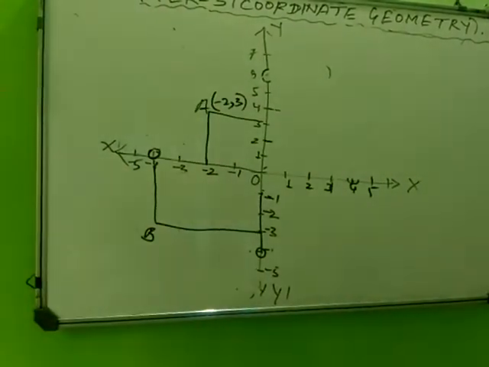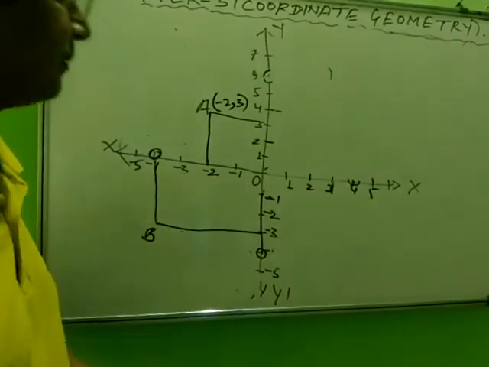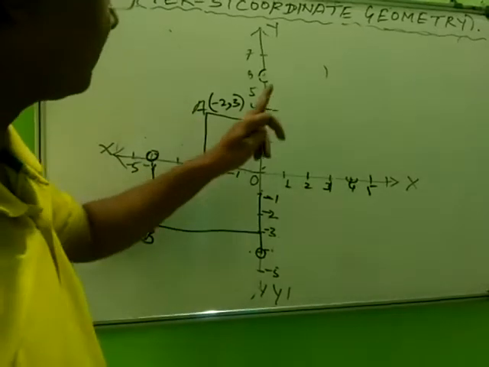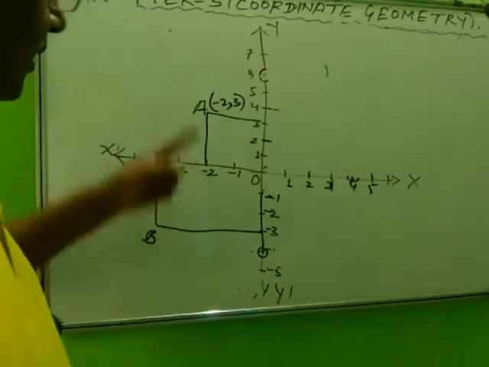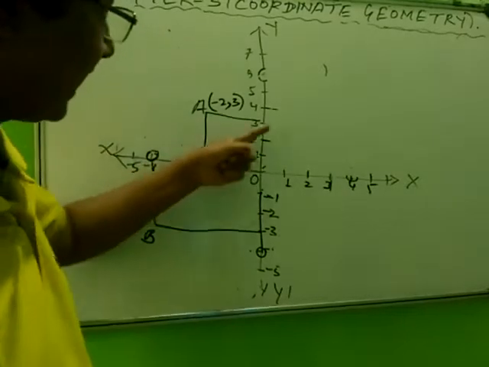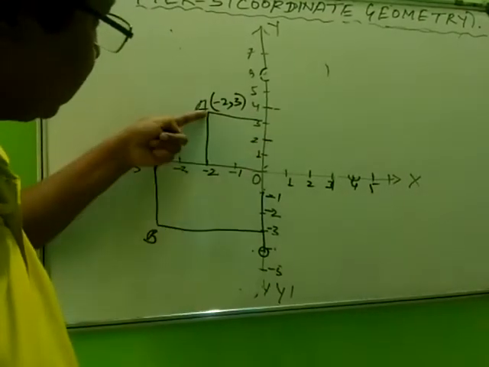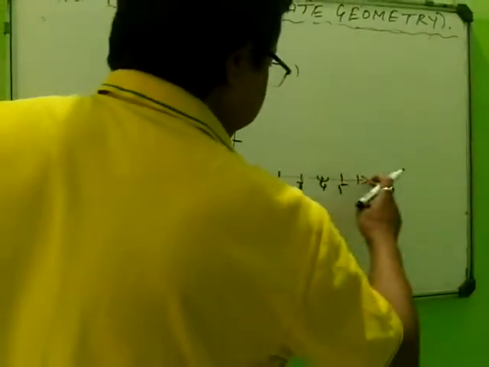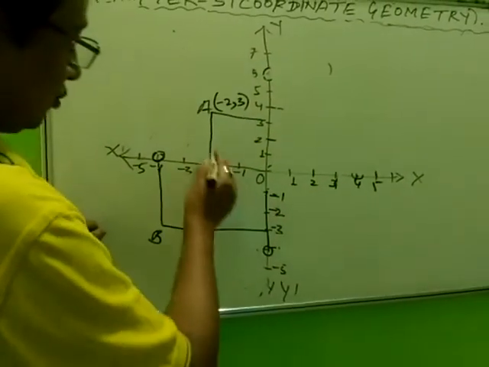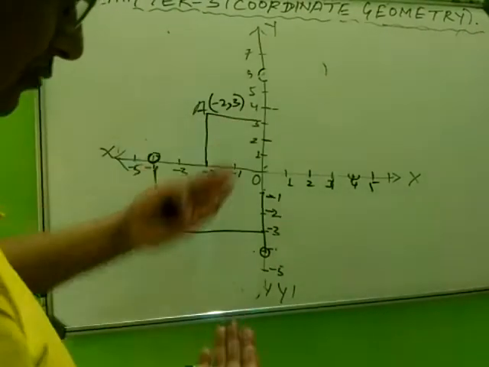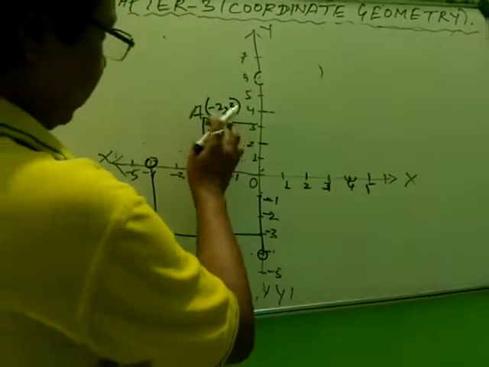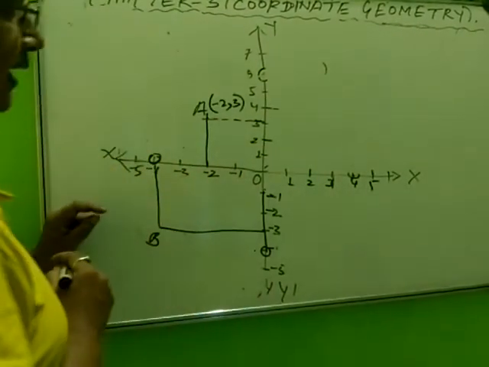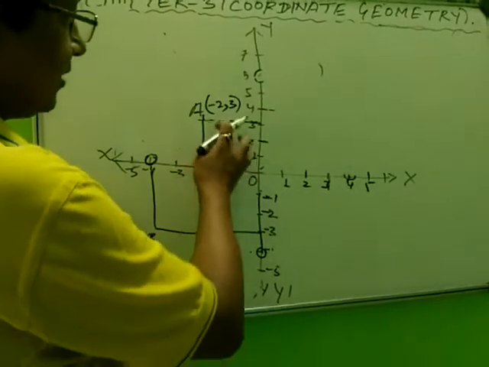Now suppose they ask what is the distance, that is the perpendicular distance, of point A from the x axis and from the y axis. So what is the distance of this point A from the x axis? This line is the x axis, and this the y axis. The distance means the height, that is the perpendicular distance. If you join these points, you get a rectangle, so the opposite sides are equal.